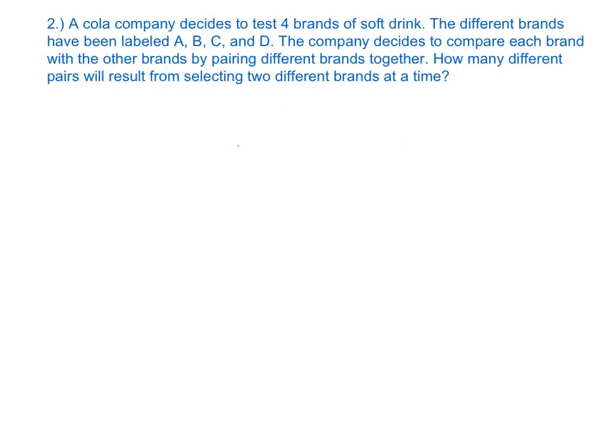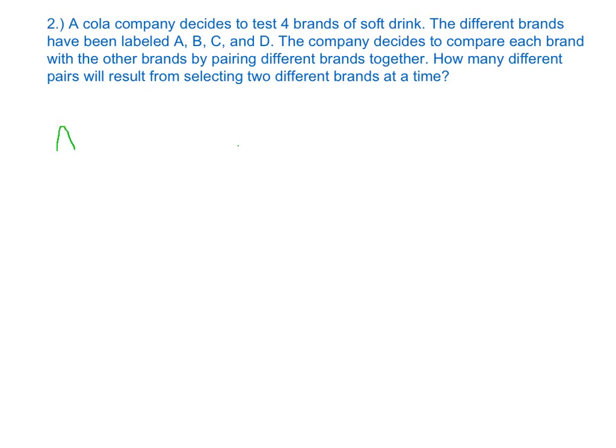A cola company decides to test 4 brands of soft drink. The different brands have been labeled A, B, C, and D. The company decides to compare each brand with the other brands by pairing different brands together. How many different pairs will result from selecting 2 different brands at a time?